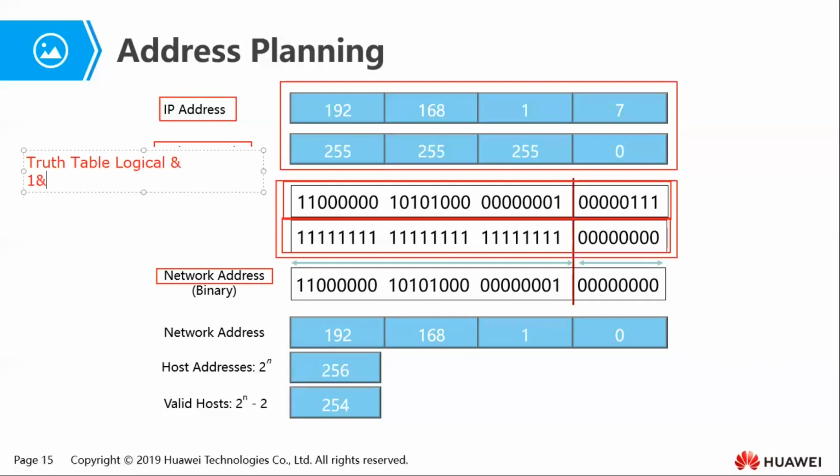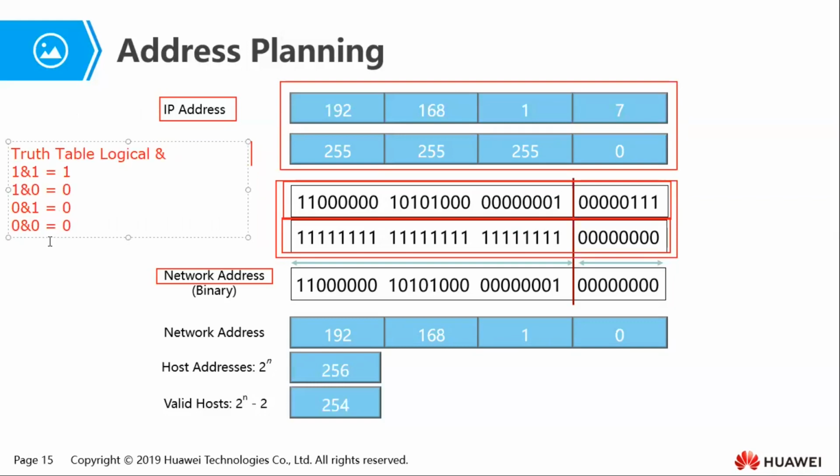So a 1 and a 1 is equal to a 1. A 1 and a 0 is equal to 0. A 0 and a 1 is equal to 0. A 0 and a 0 is equal to 0. So it's only a 1 when all of them are 1s. So that is what we call a logical AND.